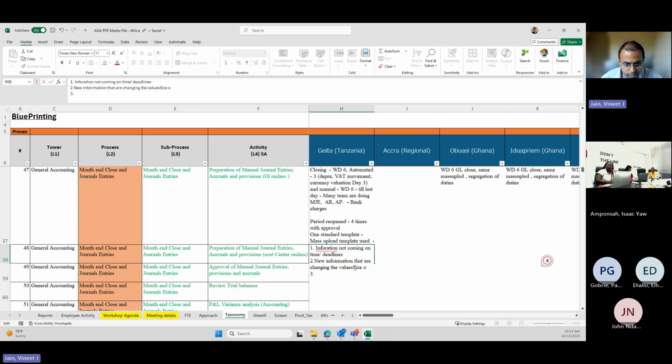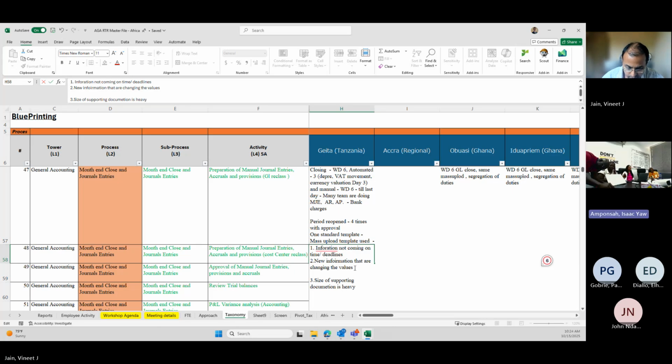Let me write it: size of supporting documentation is very heavy, and SAP is being upgraded, Pariksha? Our IT team was working on upgrading the servers and the hosting and all of that. That's the technical side, I can't talk to it. Okay.